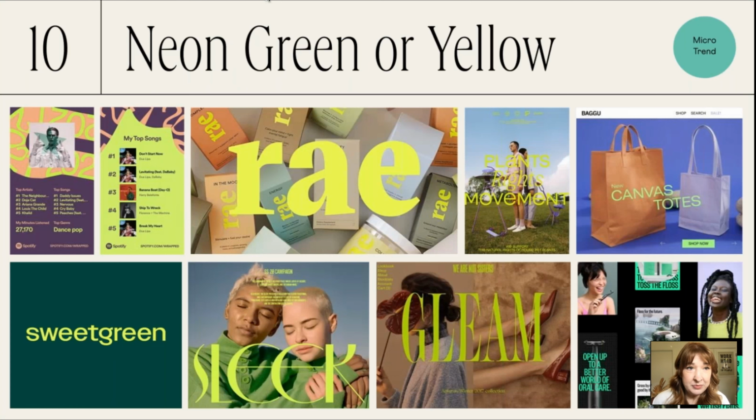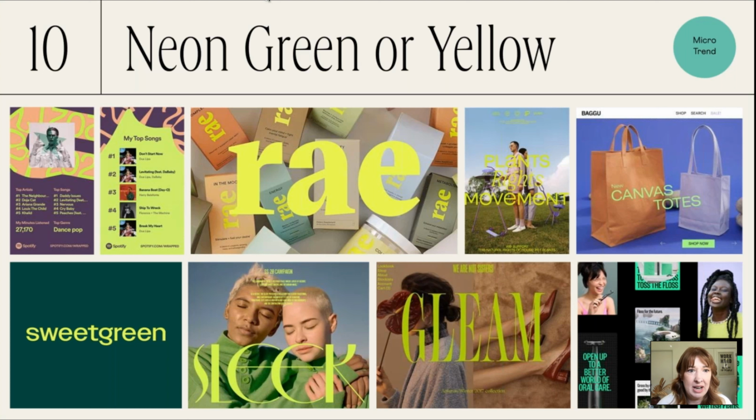Okay, trend number 10, neon green or yellow. This one's probably a micro trend, has been happening a couple years now, and might still keep happening too. But I would say another note for all of these trends is you can tell that it's becoming a trend when bigger brands are using it, and not just designers or boutique agencies or things like that. So that's when you know it's really hit the trend: it's becoming a micro trend or a macro trend when we're seeing bigger brands that are accepting it and wanting to play a part in it as well.